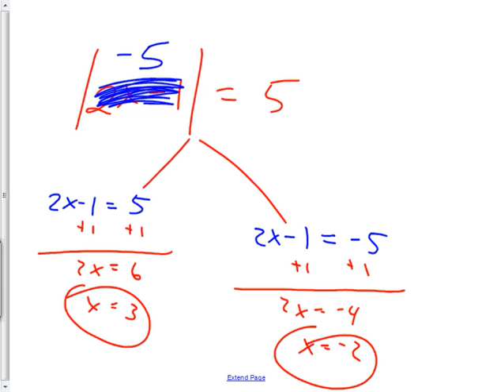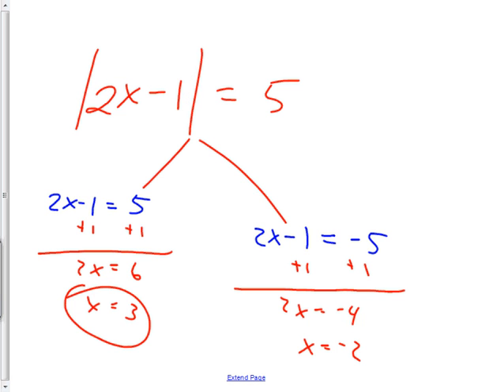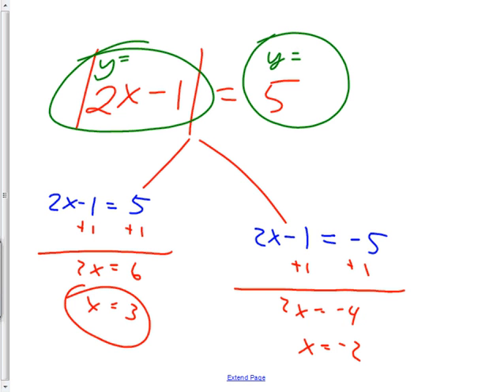What do you think would have happened if I would have graphed this side and graphed this side? What would have happened?